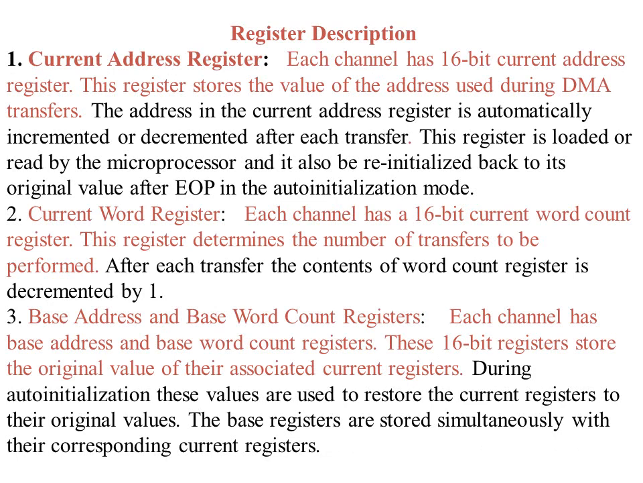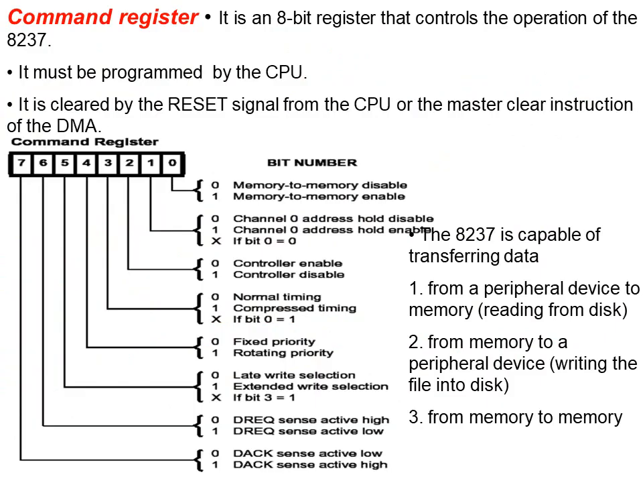Now this is the register description: current address register, current word register, address. These are the different registers, command registers. The 8237 is capable of transferring data from peripheral device to memory, and from memory to peripheral device. That means this is from peripheral device to memory: we are reading from the input output device, and in memory we are writing. That means reading from the disk.